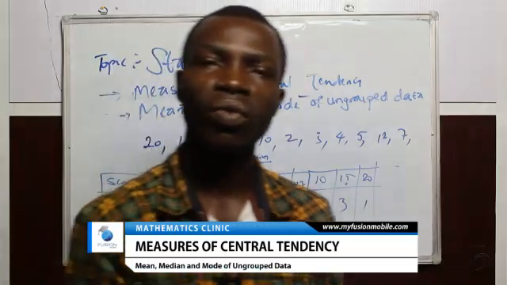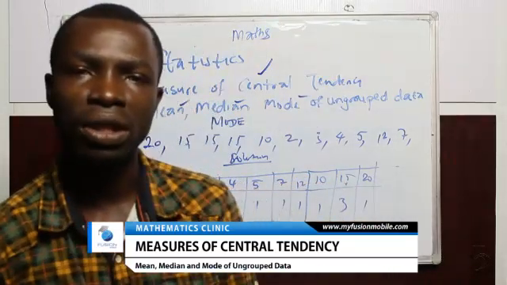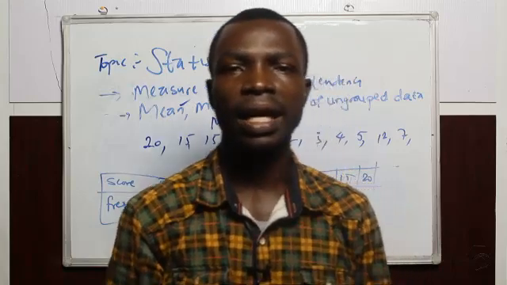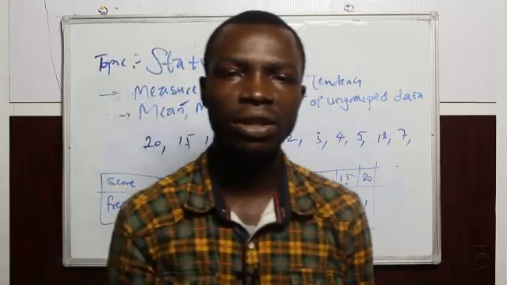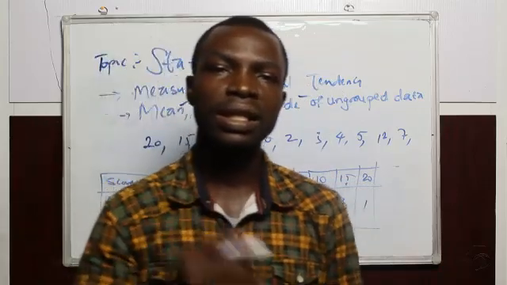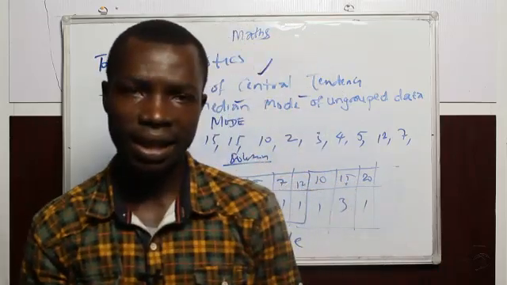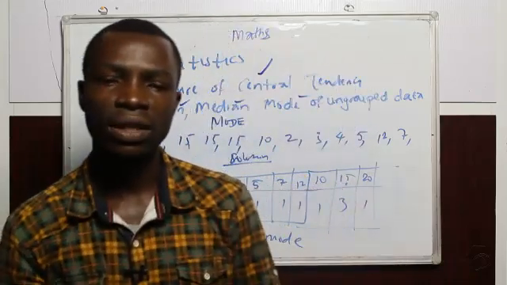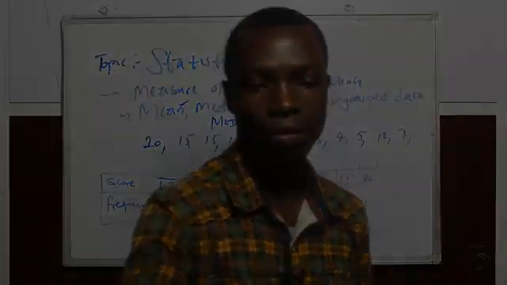I would like us to solve a few evaluations to see how far we understood mode, so that we now know where we are. And if you still think that you have a shaky mindset, I would like you to rewind back, because these are the major measures of central tendency, the mean, the median, and the mode of a given set of data. Thank you.